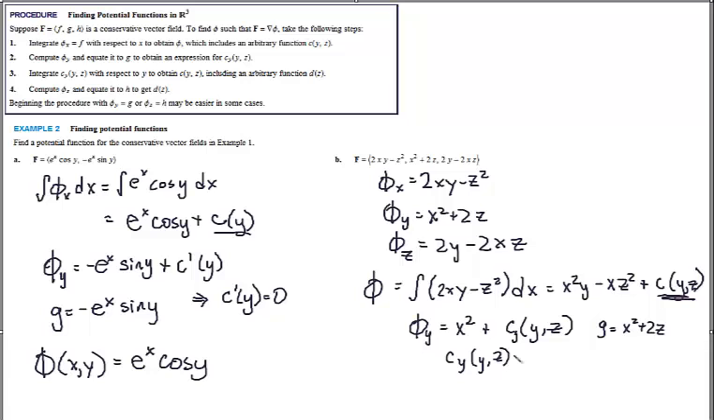z will then be equal to 2z, and to obtain this just plain old c, I'm going to integrate this with respect to y holding z fixed, so that is going to give me c of y, z equals 2yz plus some function of z. So now I just got to get that d sub z.